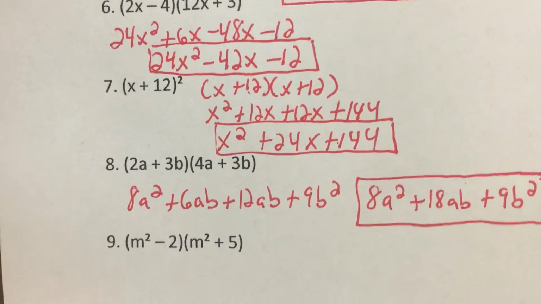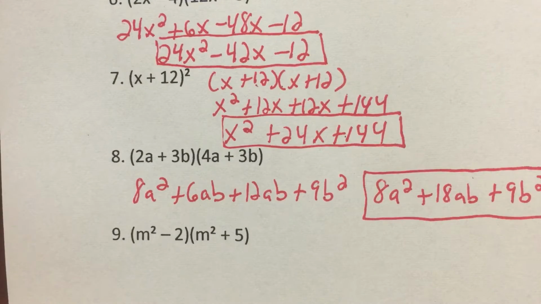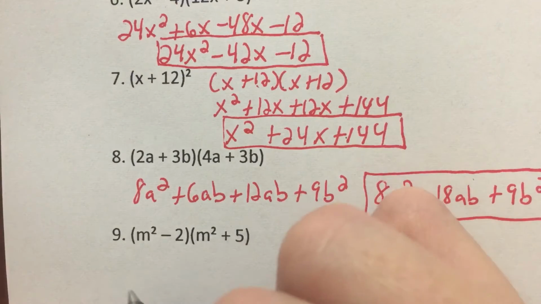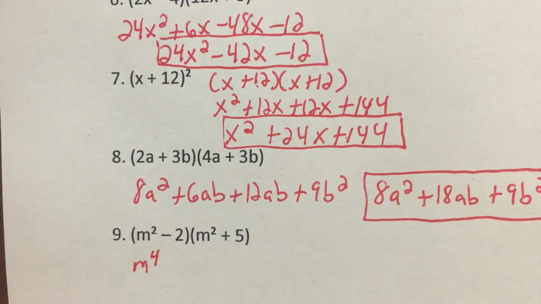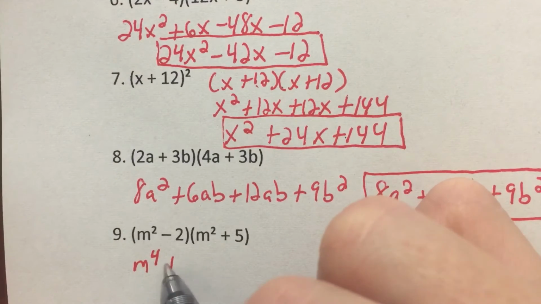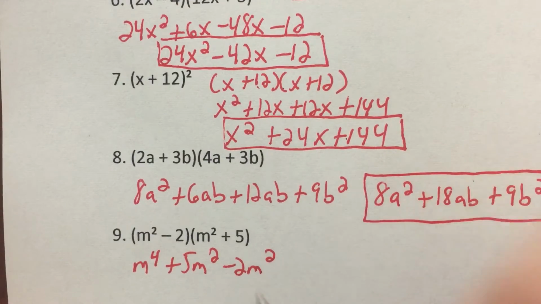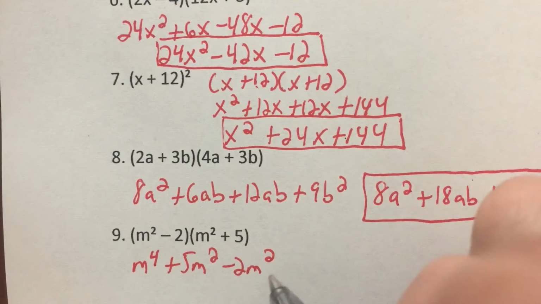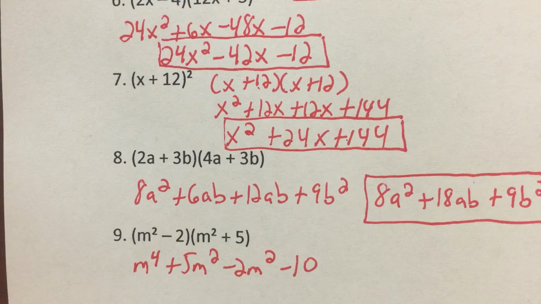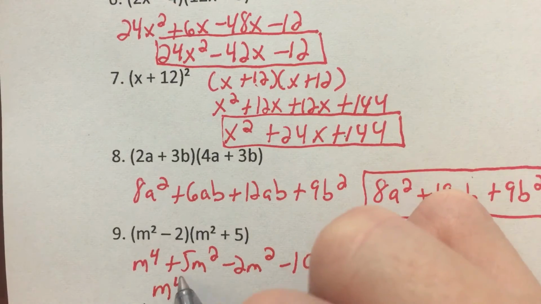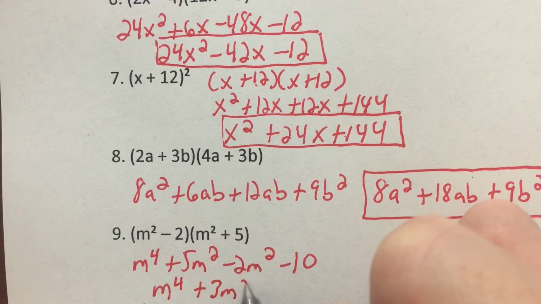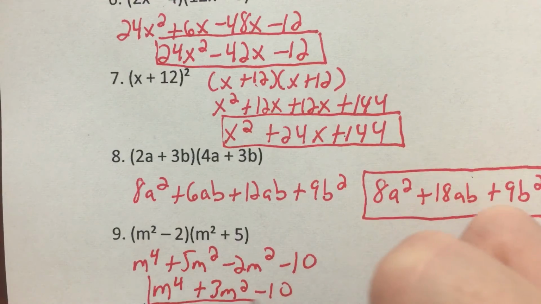Okay. M squared minus 2 times n squared plus 5. M squared and m squared, we're multiplying, so the exponents will add. We will get m to the 4th. M squared times a positive 5 is a positive 5m squared. A negative 2 times m squared is a negative 2m squared. And negative 2 times positive 5 is negative 10. 5m squared minus 2m squared is 3m squared. So we end up with m to the 4th plus 3m squared minus 10.